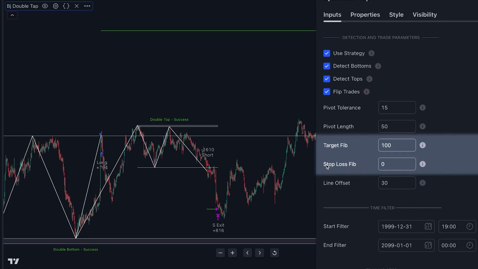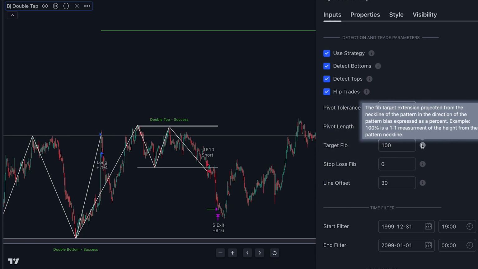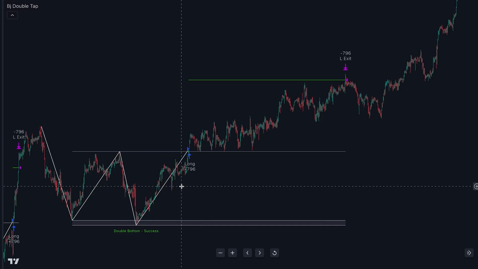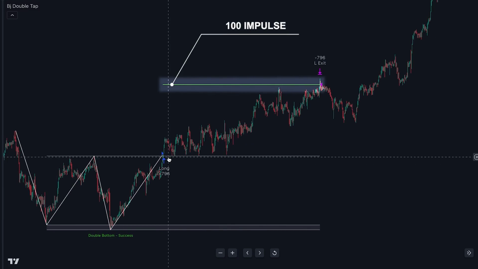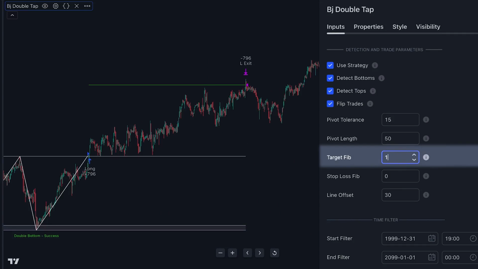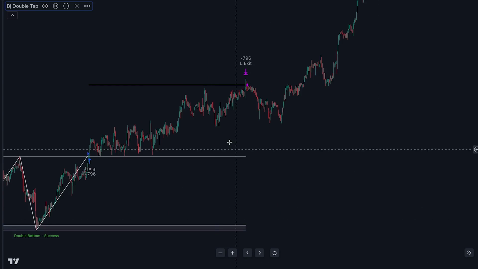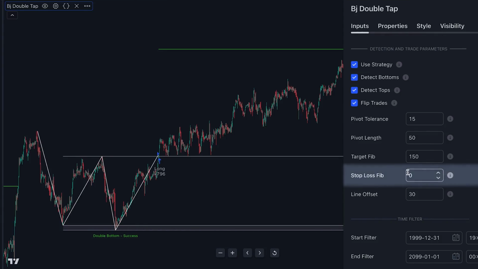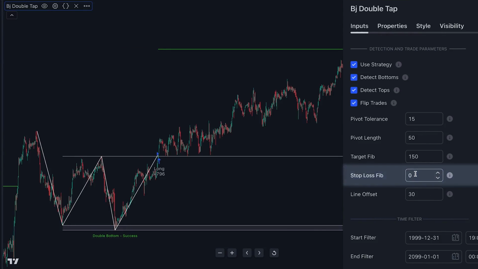Next is Target Fib and Stop Loss Fib. These are used to determine how far away the take profit and stop loss are from the entry. For example, with the target being set by default to 100, the indicator is targeting a 100 impulse from the structure. If I increase this to 150, you'll now notice that the target has extended. We will keep stop loss on 0 because we will be using our own stop loss indicator soon.